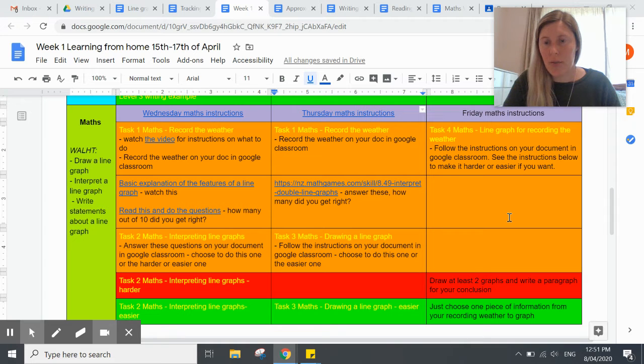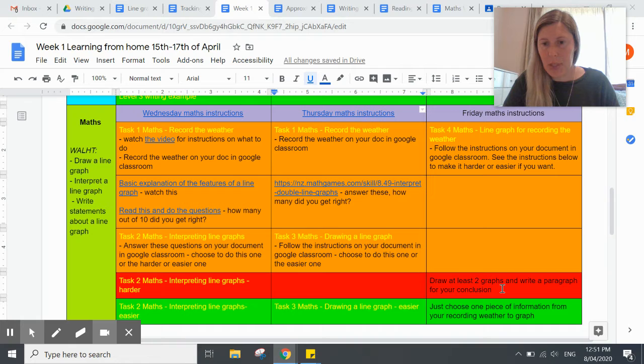These are the instructions for Friday maths. So today there's just one task: maths line graph for recording the weather. So this is on Google Classroom. I've also said down here that there's a harder and easier option if you need that.